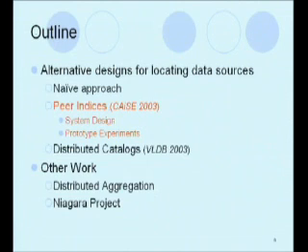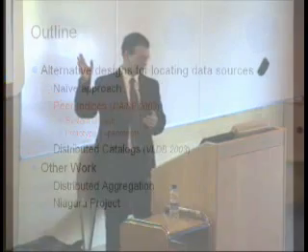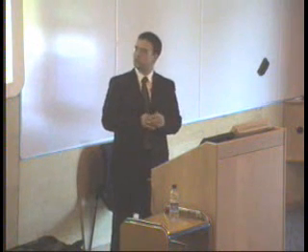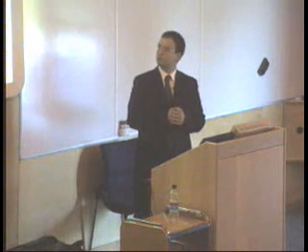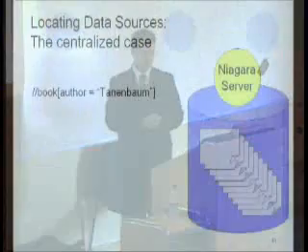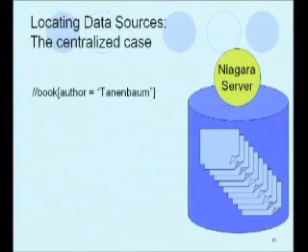So I've talked to you about the naive approach of running queries on the deep web. Now I'm going to present you with two alternative designs for locating data sources. The first one is the peer indices approach, and was presented in the Conference on Advanced Information Systems Engineering in the summer of 2003. Let me try to provide a history of how this approach was actually developed.